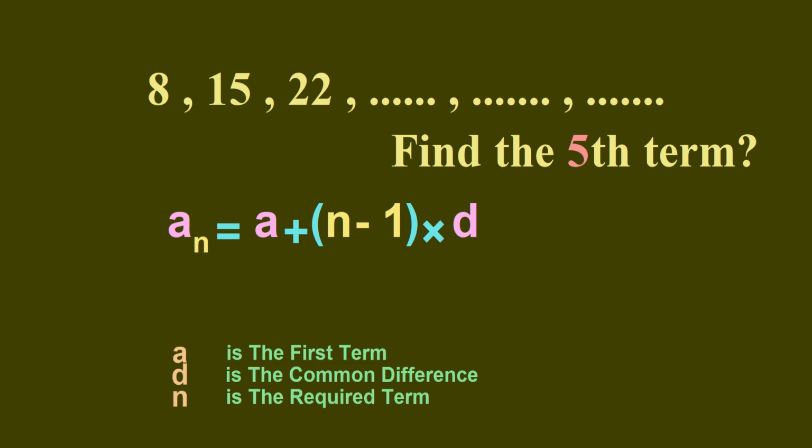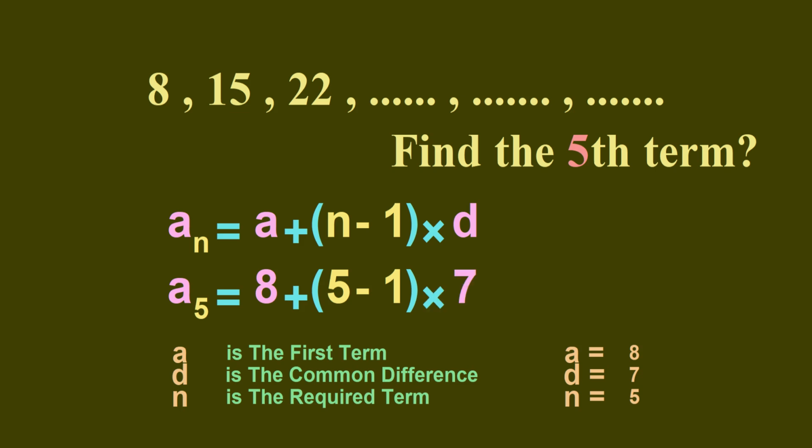From our problem, the first term a equals 8 and the common difference d equals 7 and the required term n equals 5. We substitute into the formula the values of a, d, and n, and we get that a5 equals 8 plus 5 minus 1 times 7, which equals 8 plus 4 times 7, which equals 36. And this was the solution by using the formula method.